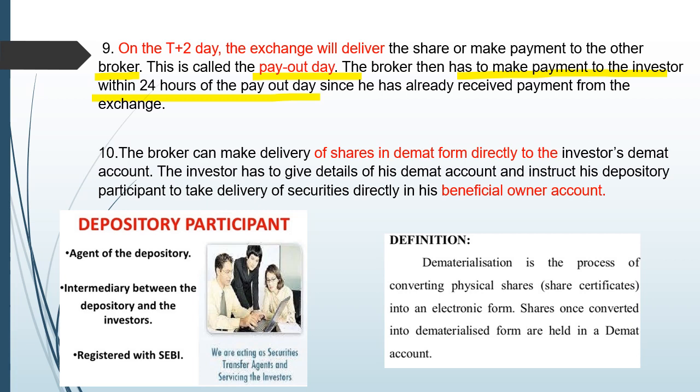Now what happens? Since he had already received payment from the exchange, the broker can make a delivery of the shares in the Demat form directly to the investor. Since he has received payment, you need to fix the brokerage charges also when you are signing an agreement with the broker. So here they are saying, see, he has already received payment from the exchange, which means whatever percentage of brokerage charge you have promised to pay him, or he has told you this is how much you have to pay me.